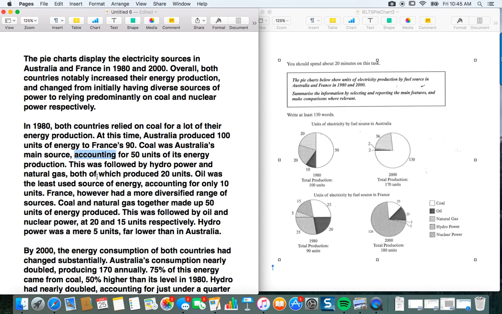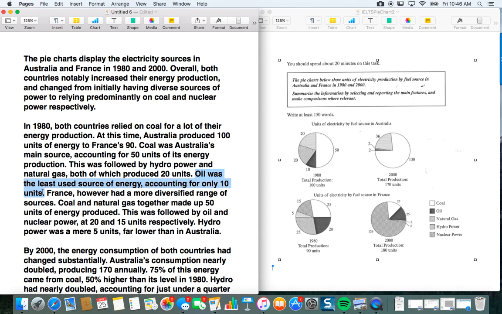This is a very important grammar structure that you need to get a 7. All right, so we'll talk about that at the end. This, meaning all of this, was followed by hydropower and natural gas. Okay, good. Trend, both of which, nice connector, both of which produced 20 units. Okay, good. Trend, data. Oil was the least used source of energy.